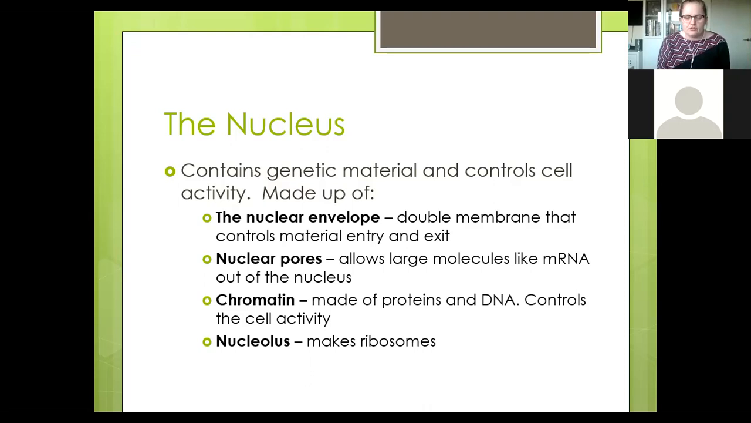The nucleus itself contains chromosomes, which are made from protein-bound linear DNA, often called chromatin, which is made of proteins and DNA and controls the cell activity. The nucleus also contains one more structure, which we call the nucleolus. The nucleolus is the area of the nucleus that makes ribosomes. We always talk about ribosomes being in the cell, but we never really talk about where ribosomes are made. They're actually made in the nucleus.